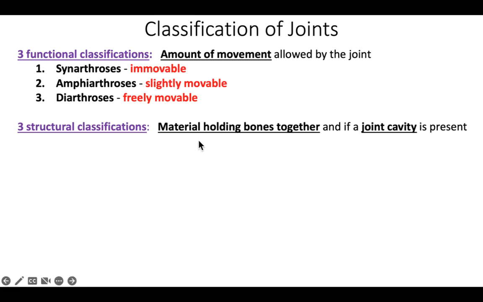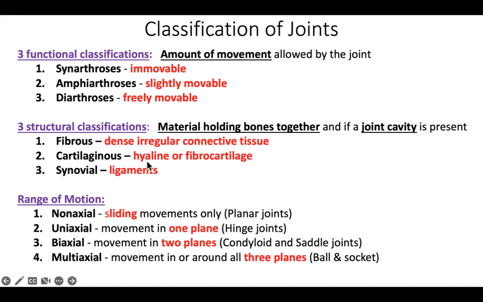Then we can look at the structure. So the structural classifications are based on what type of material is holding the bones together, and then is there a cavity? All right. And the cavities are all the synovial joints. So you've got irregular connective tissue. If that's the material, it's a fibrous joint. If it's cartilage, either hyaline or fibrocartilage, you're a cartilaginous joint. And then if you have a cavity and you're held together using ligaments, you're classified as a synovial joint.